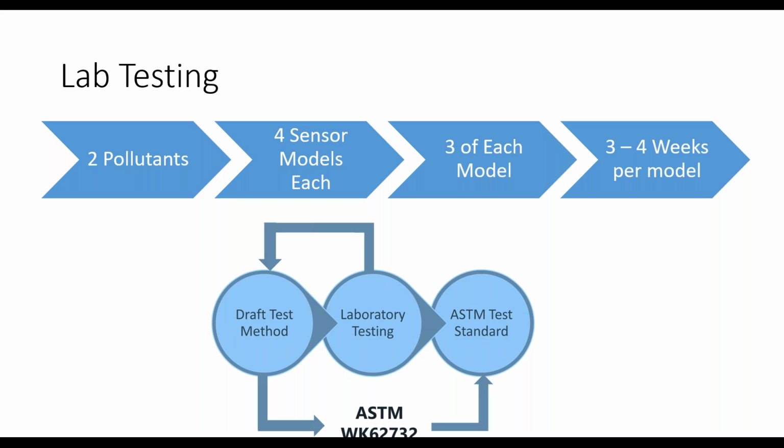What we discover during this test will require us to adjust the draft test method language. One example we're running into now is just difficulties in generating the interferent concentrations for the different particle sizes in the PM2.5 test as written in the test method. So we're having to come up with additional guidance on how to achieve those concentrations, and that's an adjustment we'll have to make. It will then be sent back to the working group to approve any adjustments before we move on to ASTM to wrap up the process.